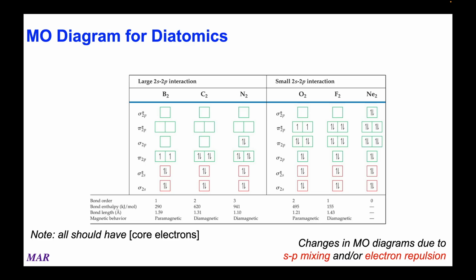Also notice the magnetism, how B2 and O2 are paramagnetic, even though the Lewis structures probably wouldn't include that. You really should have the core electrons for all of these interactions. Don't just assume they're not there or something. That is important, but it's not a big deal.